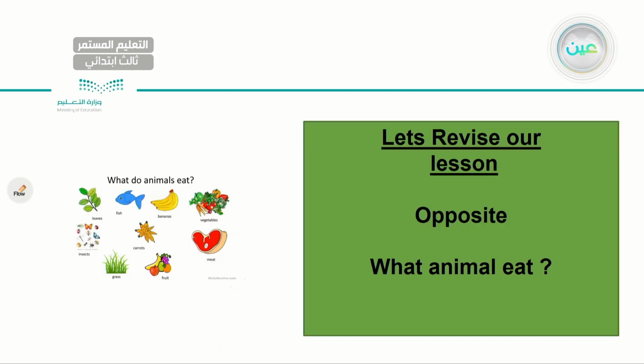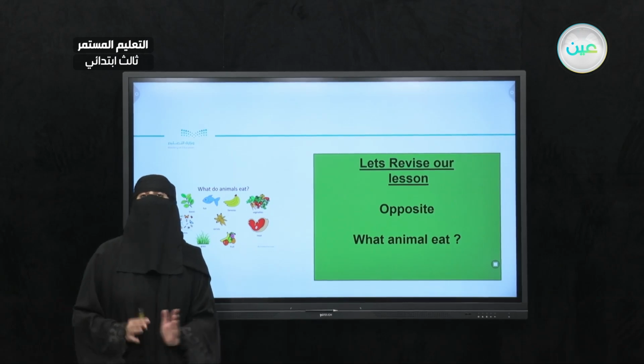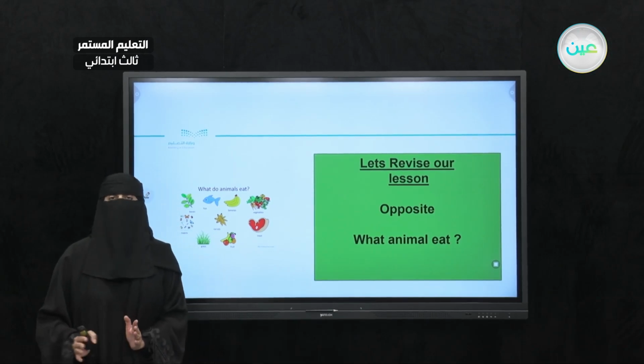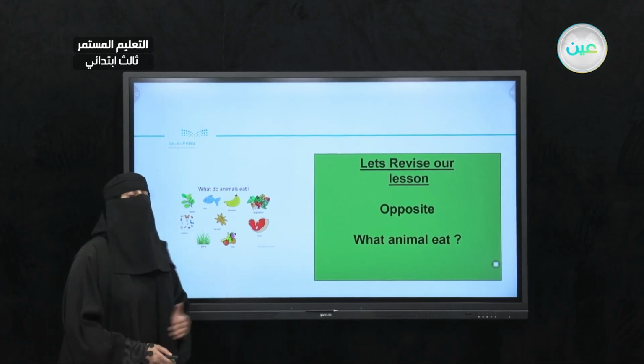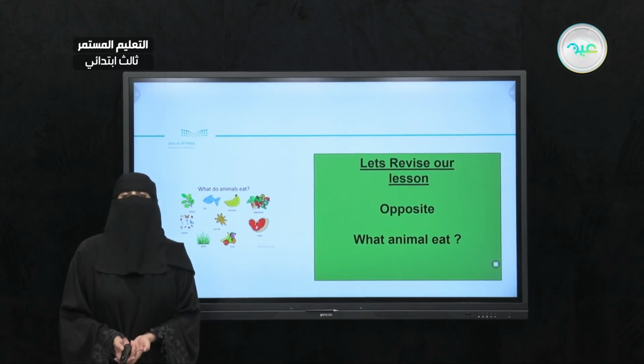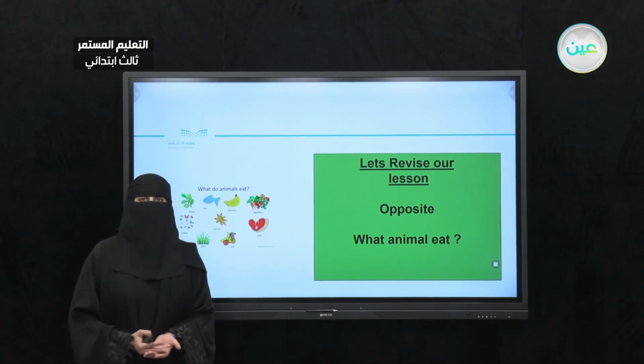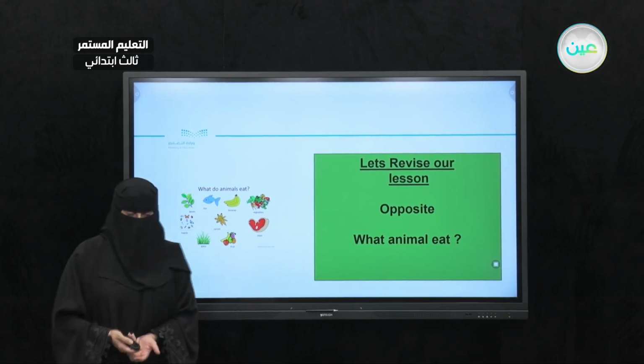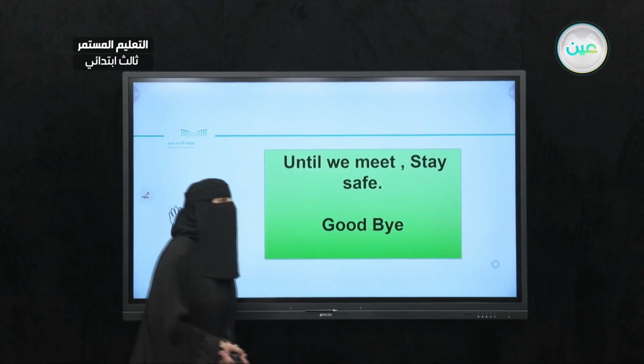Now, let's revise what we have learned in this lesson. In this lesson, we introduced opposites, like boy and girl, man and woman, different kinds of opposites. We also introduced what animals eat. What does a lion eat? What does an elephant eat? And so on. So that was my lesson, my dear student.